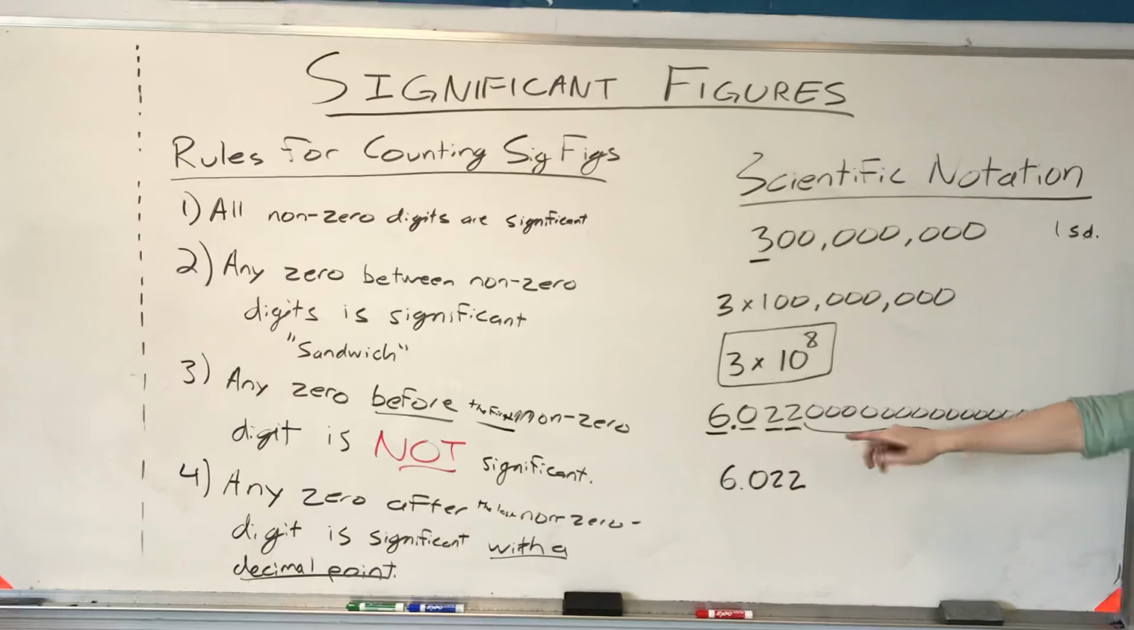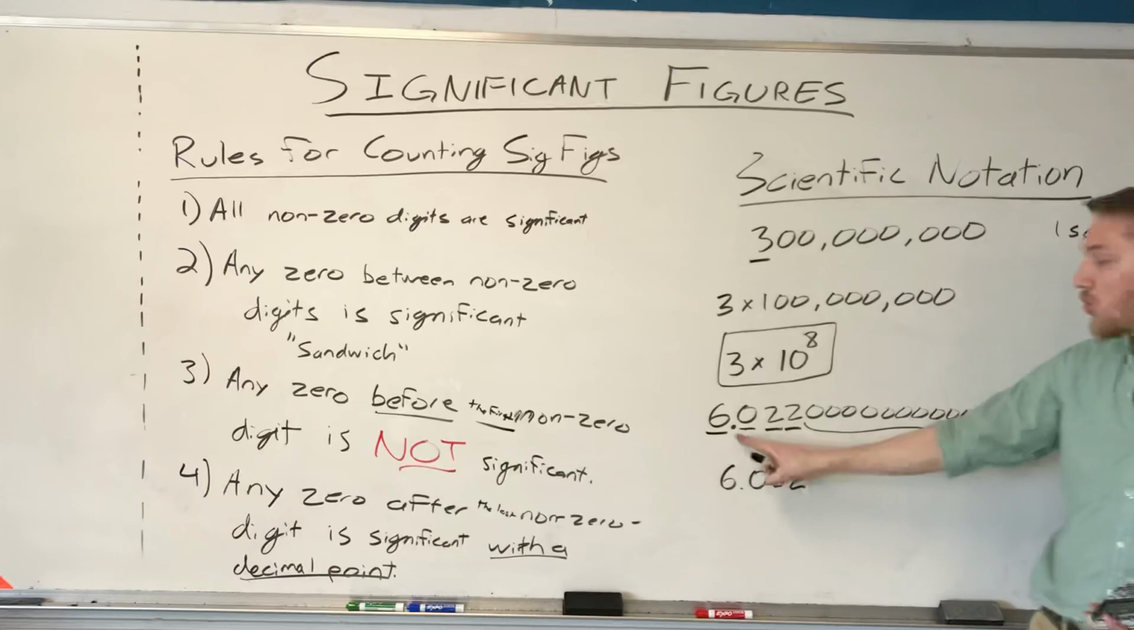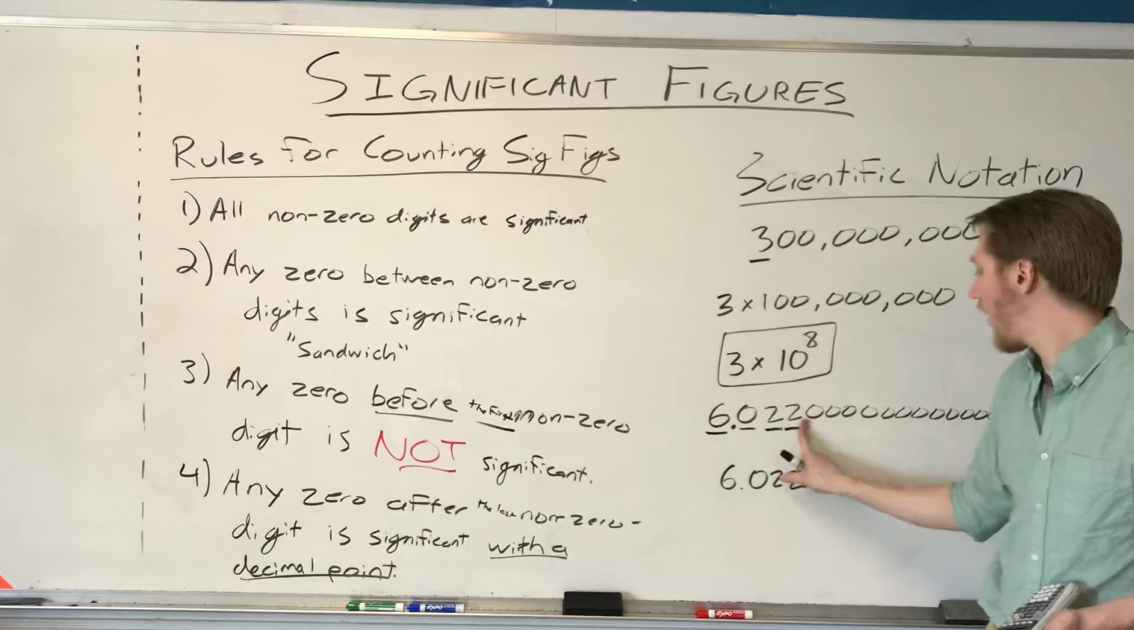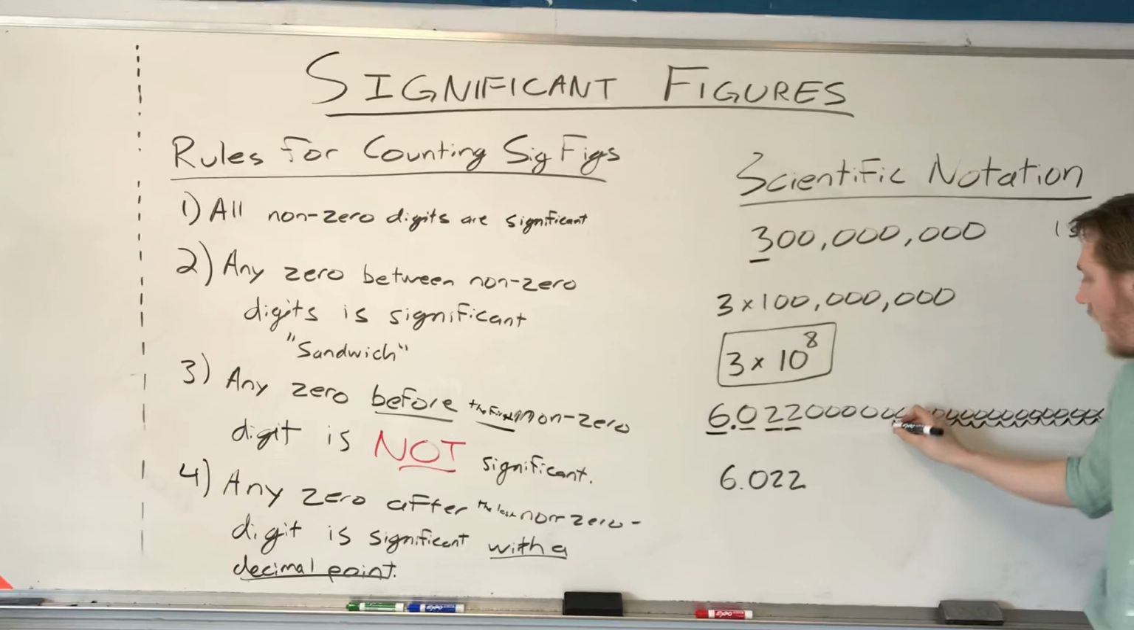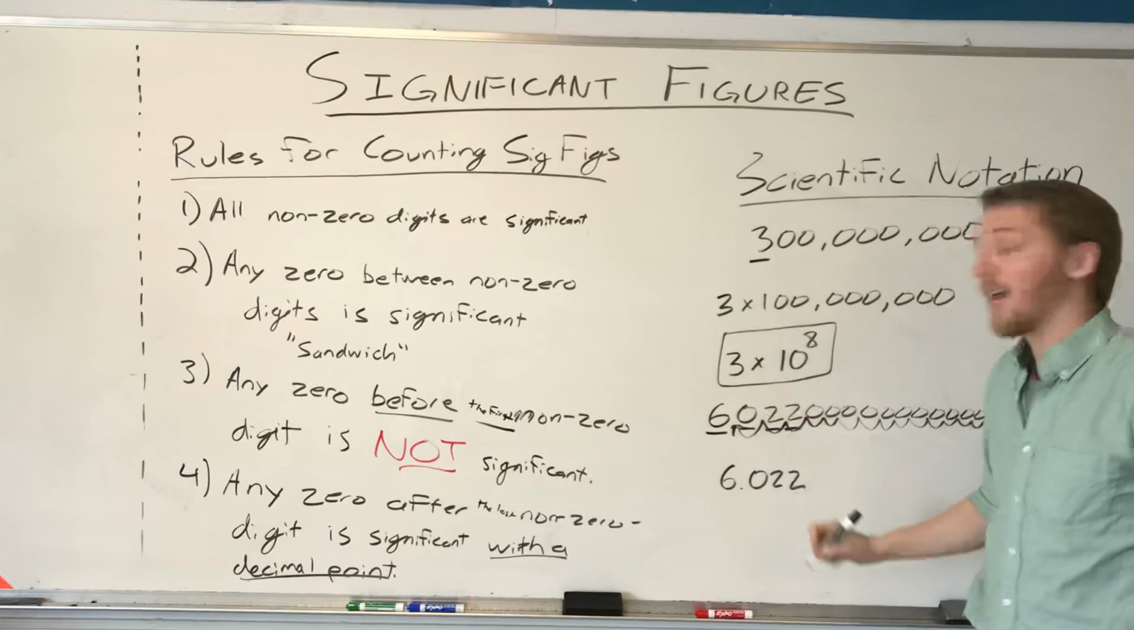Great. Now, the question becomes, to get this 10 to the 8 part, we want to see how much we shifted that decimal point from over here. Now, if you know Avogadro's number already, then you'll know how many it is. But let's go ahead and count. 1, 2, 3, 4, 5, 6, 7, 8, 9, 10, 11, 12, 13, 14, 15, 16, 17, 18, 19, 20, 21, 22, 23. So we moved our decimal place 23 times.